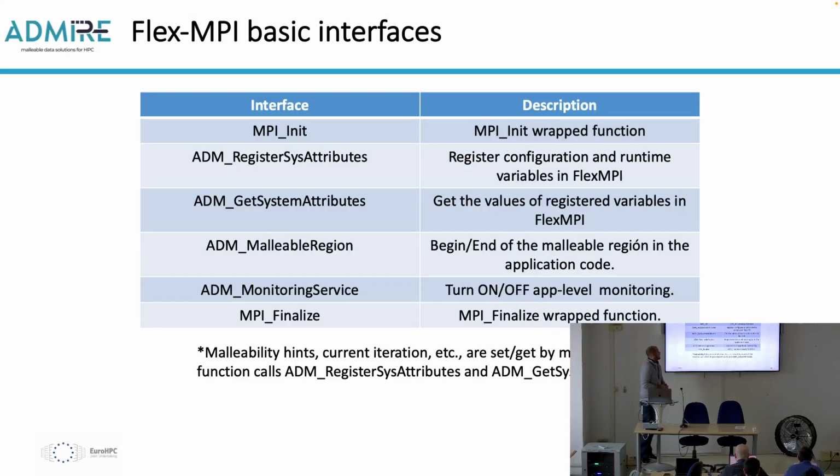These are the basic interfaces for integrating the malleability in the application. MPI init and finalize, and the monitoring service, which allows the user to start or stop the monitoring service. Malleable region, to specify the region for the malleability actions, and the functions to get and set the internal values for FlexMPI.